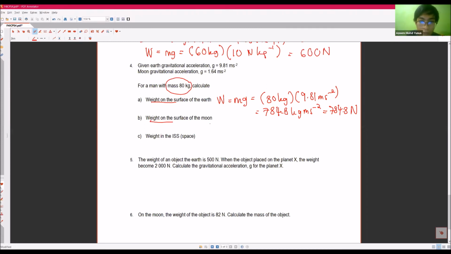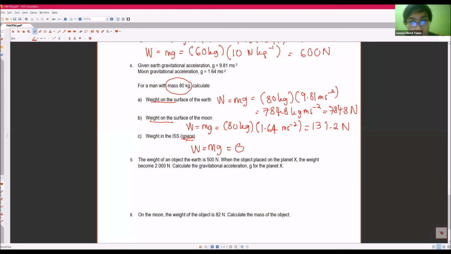Weight on the surface of the moon, so W equals mg. Here we have to use the gravitational acceleration on the moon, which is 1.64 meters per second squared. When we plug that into our calculator, 1.64, it will come up to 131.2 Newton.